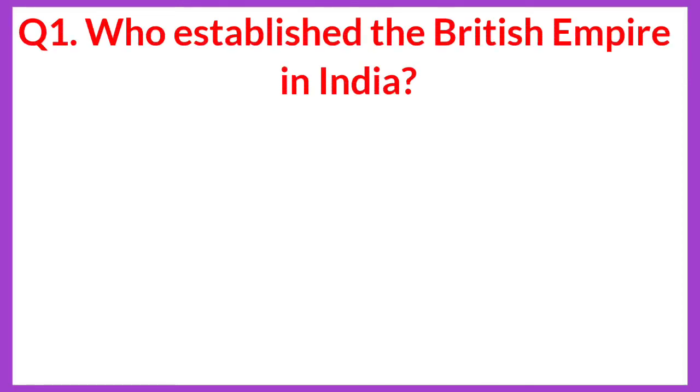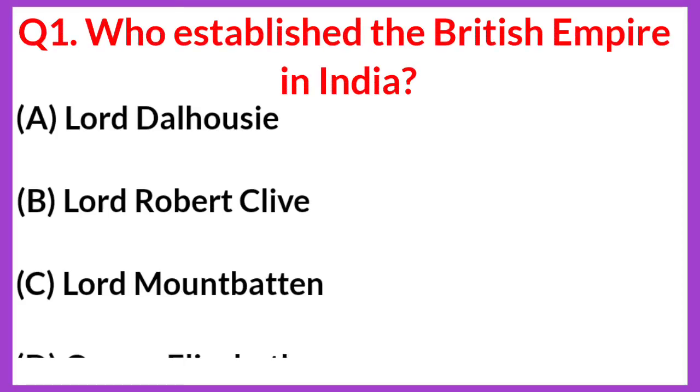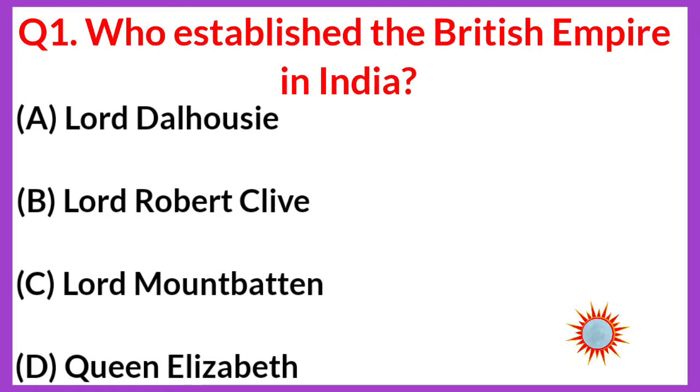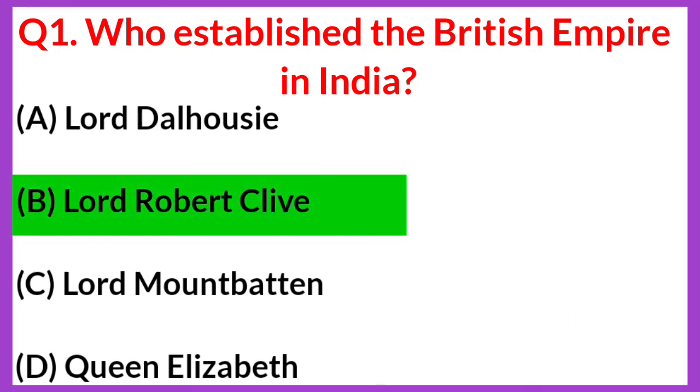Question number 1. Who established the British Empire in India? Your options are as follows. A. Lord Dalhousie. B. Lord Robert Clive. C. Lord Mountbatten. D. Queen Elizabeth. And the answer is option B, Lord Robert Clive.